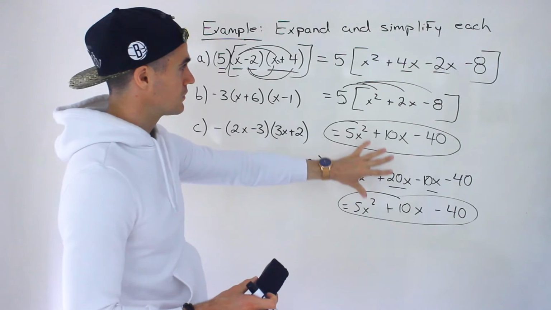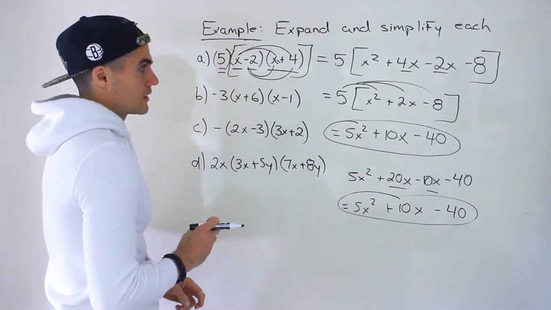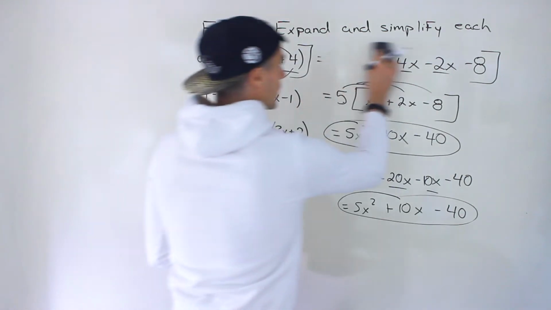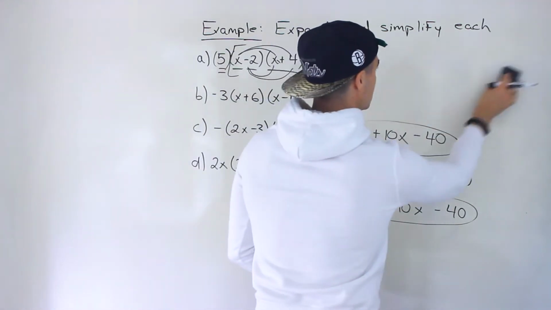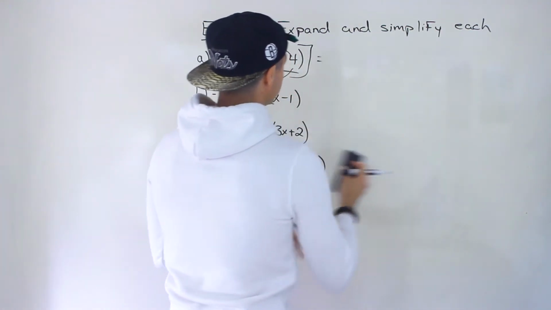Not as big of a deal here, but as the numbers get larger, it can start getting more complex. All right, so that's one way to do it. Now, what if we switched up the order of our multiplication from the beginning?